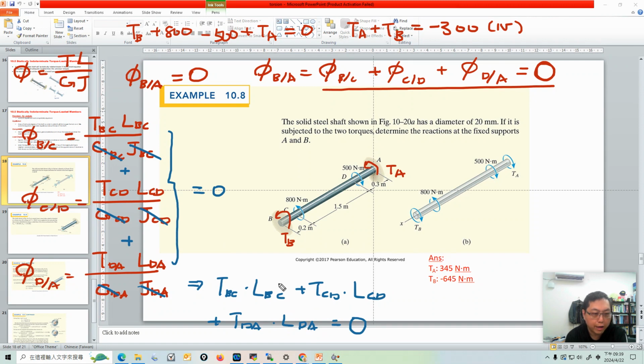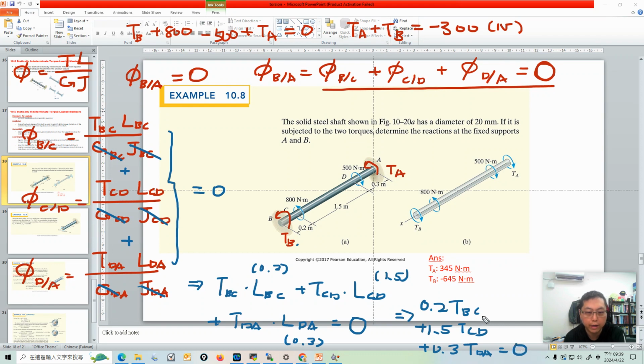Do we have the values for L_BC, L_CD, L_DA? Yes: L_BC is 0.2, CD is 1.5, and DA is 0.3. So finally we have 0.2 T_BC plus 1.5 T_CD plus 0.3 T_DA equal to 0. So we have another equation.